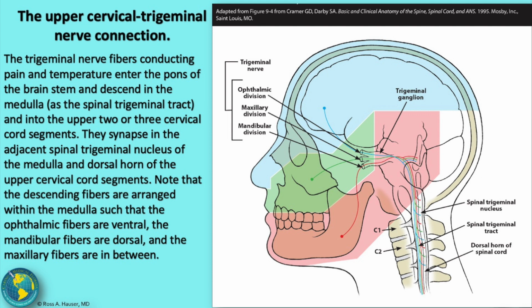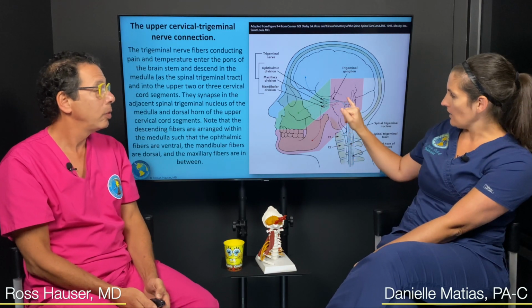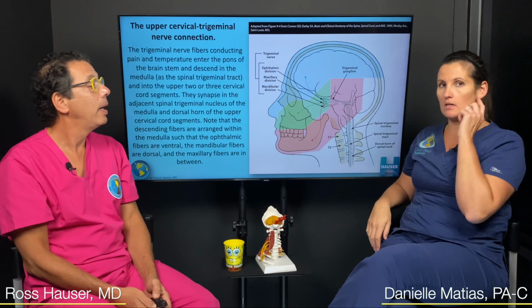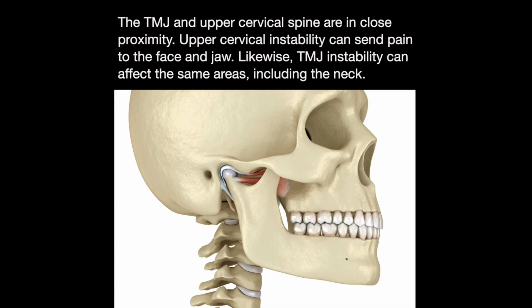A lot of times, too, in patients that I've seen with migraines, sometimes the TMJ is involved as well. Right by that trigeminal ganglion is your TMJ, your temporomandibular joint. There is a big correlation between your TMJ and your upper cervical spine. That is something we want to consider in migraine patients. Yeah, that's a good thought.